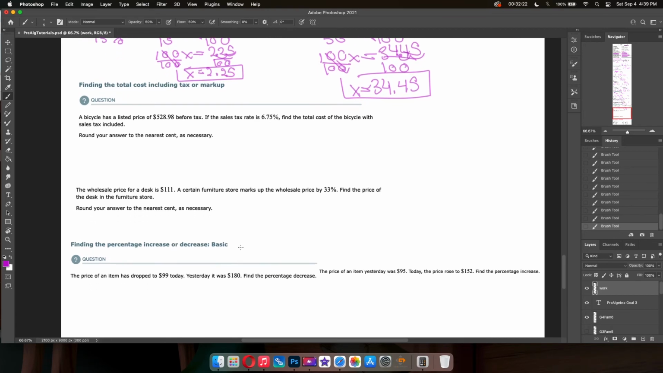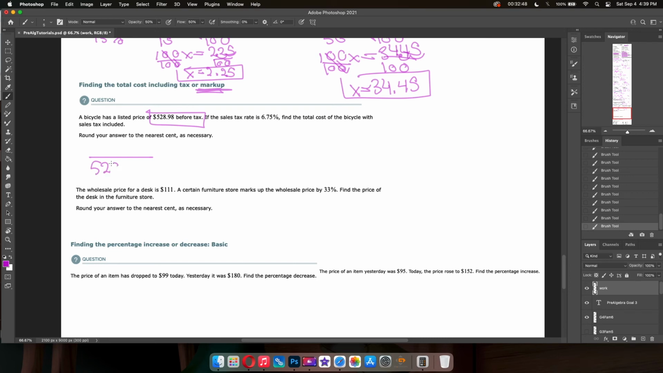Finding the total cost, including tax or markup. Markup, if you haven't heard of that in the real world, that's just when you're adding more money. So it's similar to a sales tax, only it's not actually tax represented. It could be a markup just because of supply and demand or whatever. Like, that's economics, and that's not my field. What do we have? We have before tax. So again, the before always goes on your bottom.